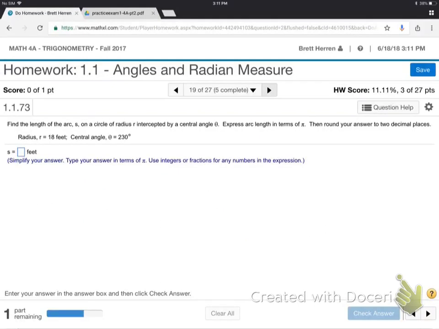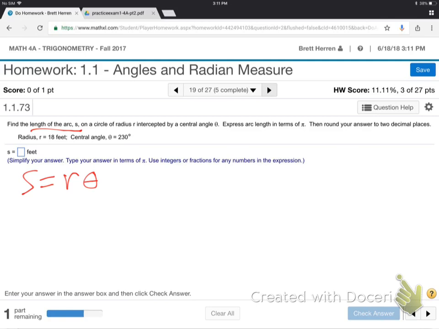Okay, so the formula we use, it's probably still on the board, maybe not. I never put it on the board. All right, S equals, what's fun? R theta. Yeah, so that's what we use for arc length. S equals R theta. So that's a formula you want to have. That's for arc length. Whenever you see length of arc, use that formula.